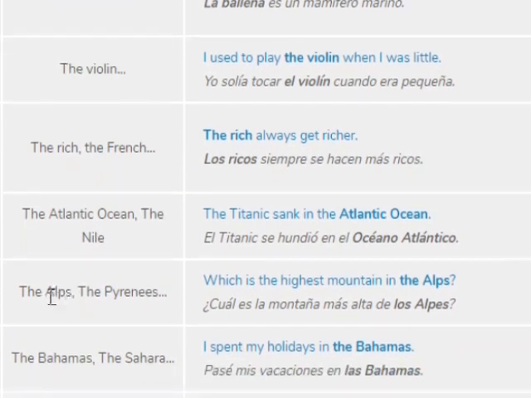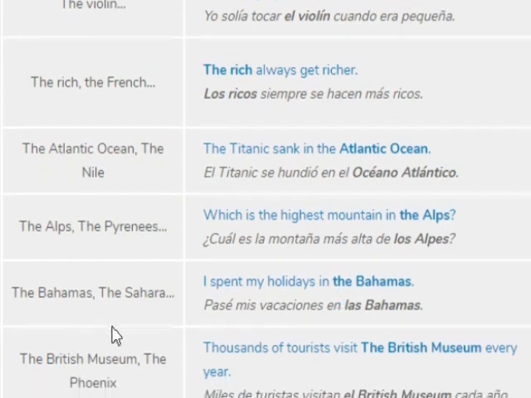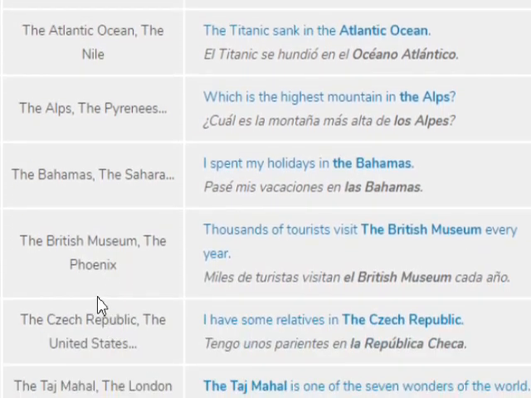We also use the definite article "the" to talk about mountains, as we explained some minutes ago. The Alps, the Pyrenees. When we talk about a group of islands or deserts, for example, the Bahamas, the Sahara: I spend my holidays in the Bahamas. We also use the definite article "the" with museums, movies or theaters. The British Museum, the Phoenix. Thousands of tourists visit the British Museum every year.